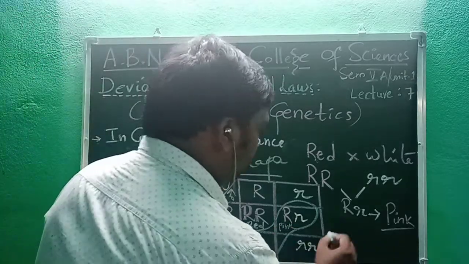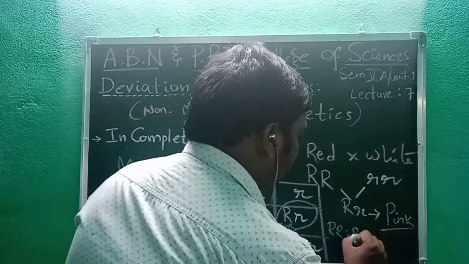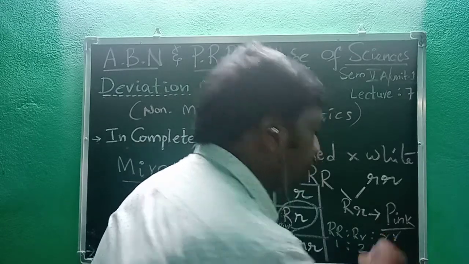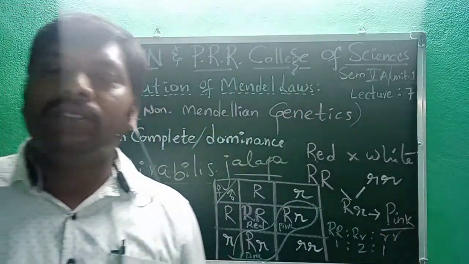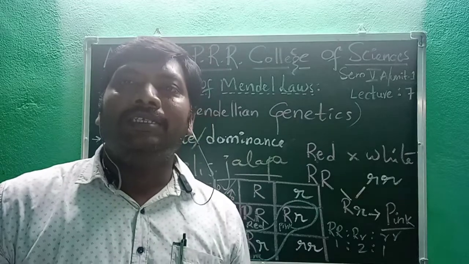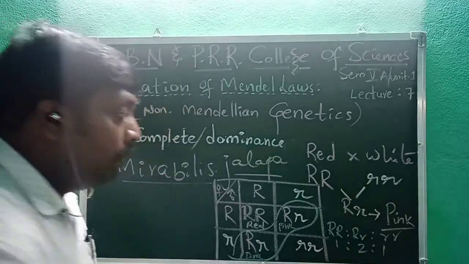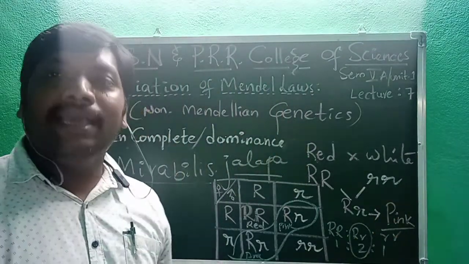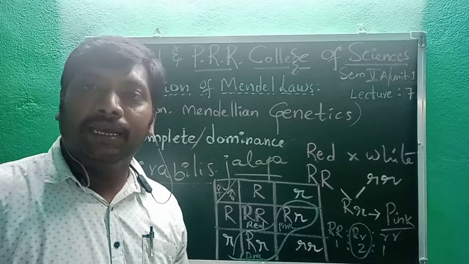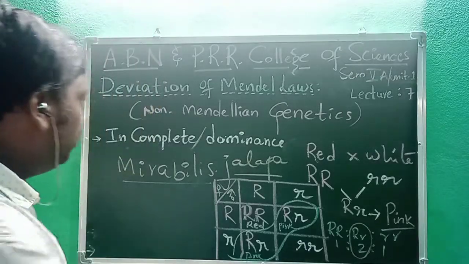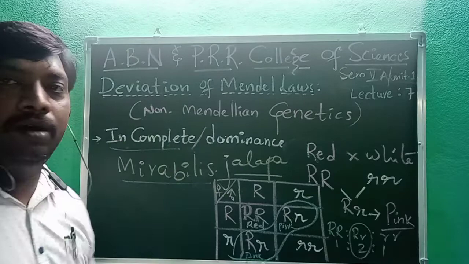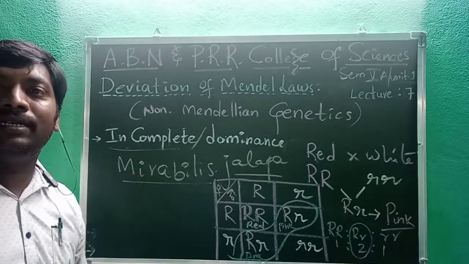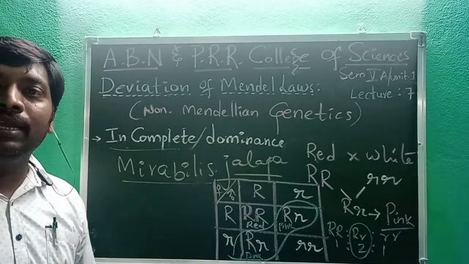So here the ratio is capital RR, capital Rr, small rr. That is 1:2:1. In this ratio, the two genes are mixed to produce an intermediate color. So this type of ratio is called incomplete dominance. In the name we observe the mixed characters, the semi-form, that is intermediate.